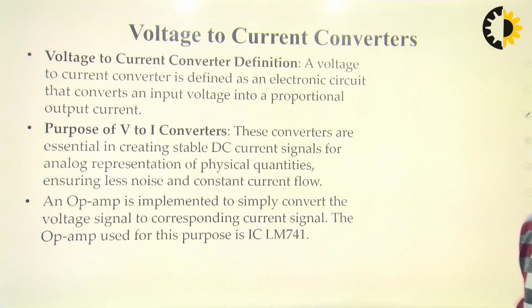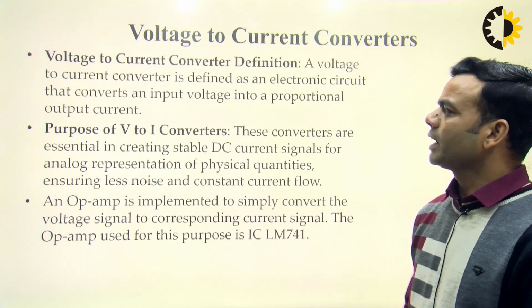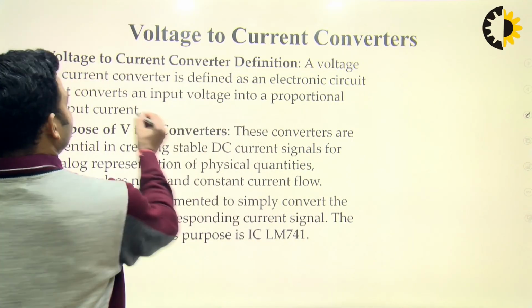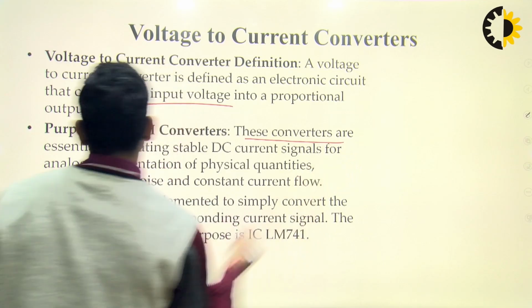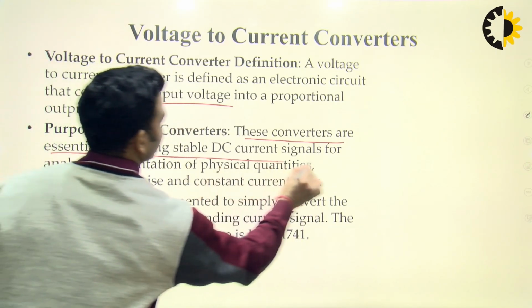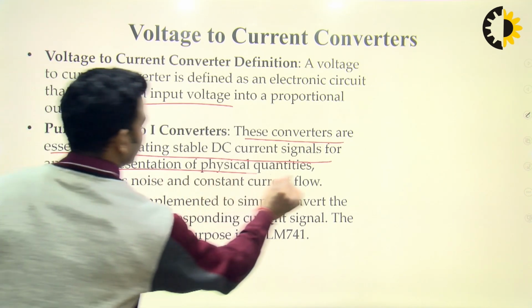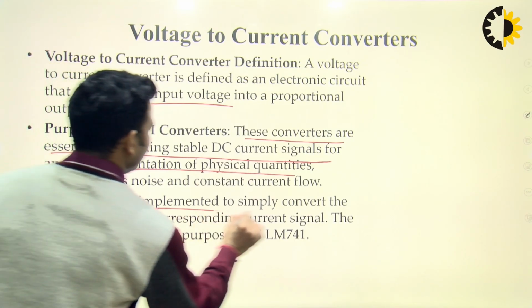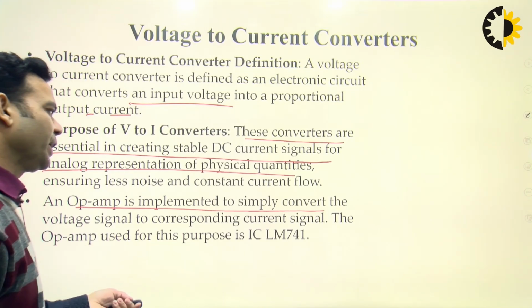So let us see, the voltage to current converter is an electronic circuit that converts an input voltage into a proportional output current. The purpose of V2I is that these converters are essential in creating stable DC current signals for analog representation of physical quantities. So generally, an operational amplifier is implemented to convert voltage into corresponding current.